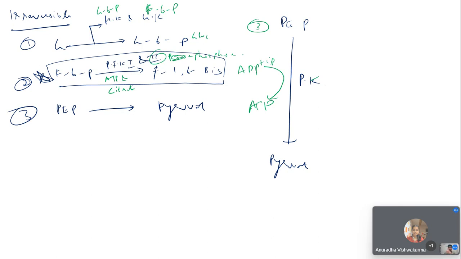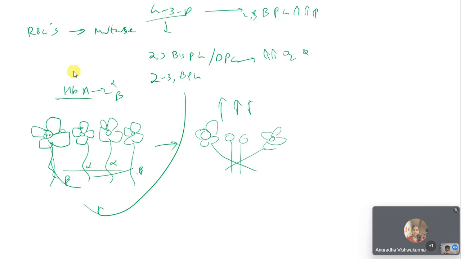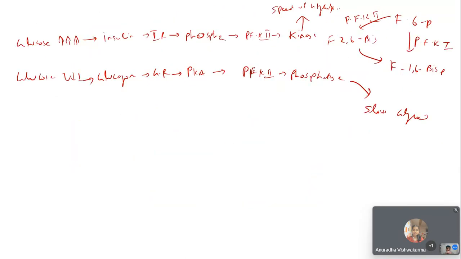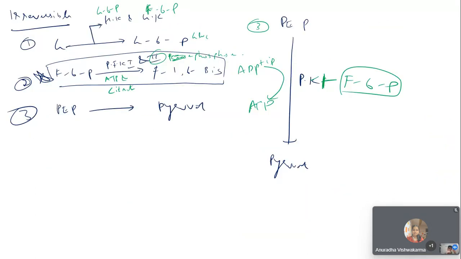So high amounts of ATP can. ATP does not act here. So the inhibitor here is fructose 6 phosphate. So basically fructose from here, is it? Okay. The fructose from there will directly go and inhibit the pyruvate kinase.